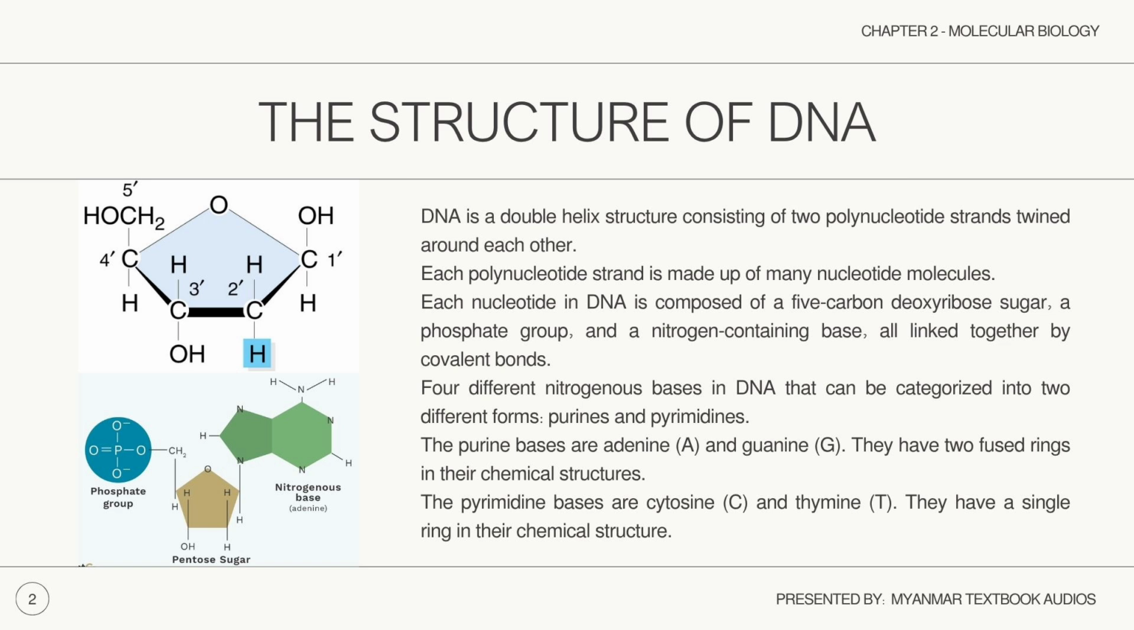together by covalent bonds. There are 4 different nitrogenous bases in DNA that can be categorized into 2 different forms, purines and pyrimidines. The purine bases are adenine, A, and guanine, G. They have 2 fused rings in their chemical structures. The pyrimidine bases are cytosine, C, and thymine, T. They have a single ring in their chemical structure.